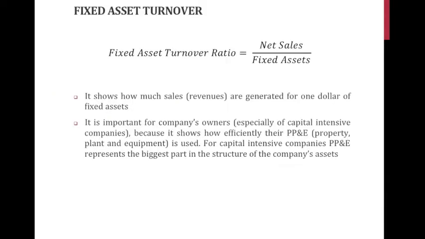So starting this session, the first indicator to mention is fixed asset turnover ratio, and it is calculated by dividing net sales by total fixed assets. This indicator shows how much sales revenue is generated for $1 of fixed assets, and it is important for companies' owners because it shows how efficiently the property, plant, and equipment is being used.